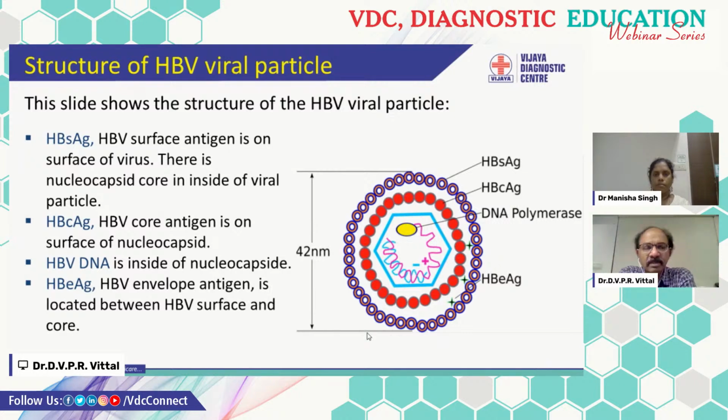Now, the hepatitis B virus has a DNA, and as I told you, this is double stranded. One is a plus strand and the other is a minus strand, and those are enclosed inside the viral particle. Now, there is an envelope antigen, which is also called hepatitis B E antigen, located between the hepatitis B virus surface and the core.